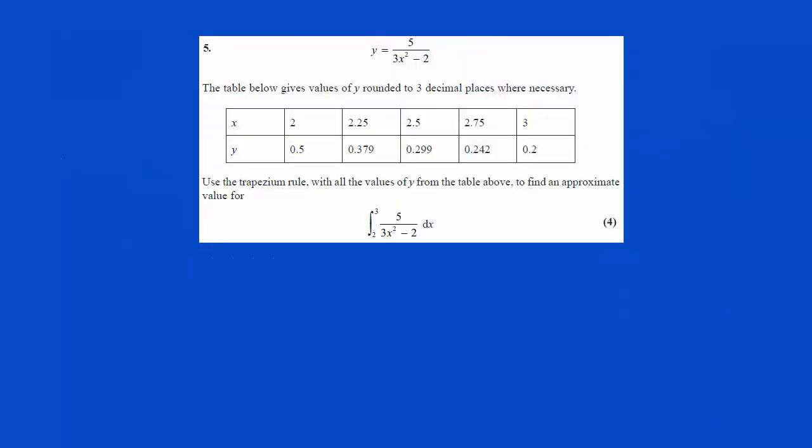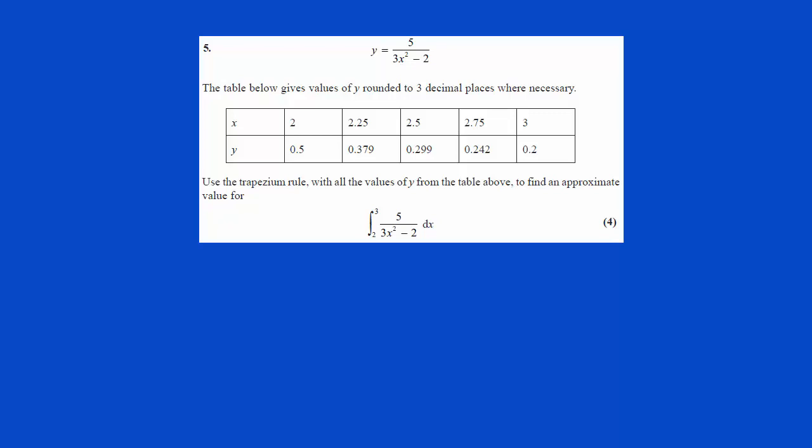Question number 5 deals with the trapezium rule. Now what the trapezium rule does is find an approximation of a definite integral. But since a definite integral, for example from 2 to 3, gives us a finite area of a finite region, we can say the trapezium rule helps us to find an approximate area. So let me write down the trapezium rule.